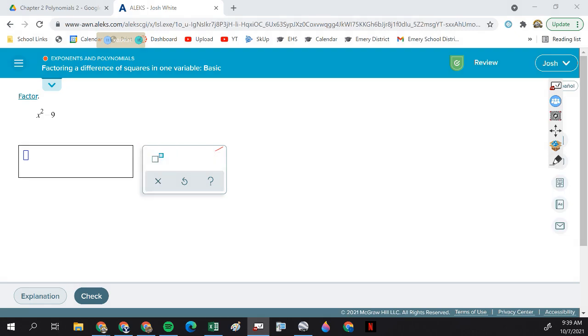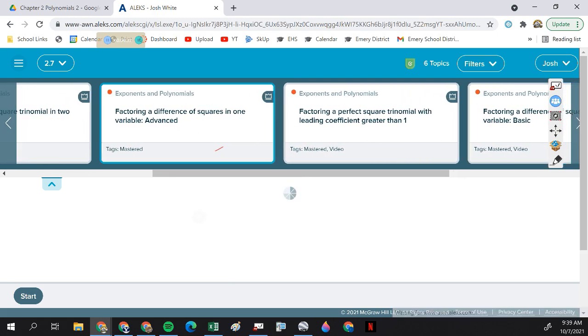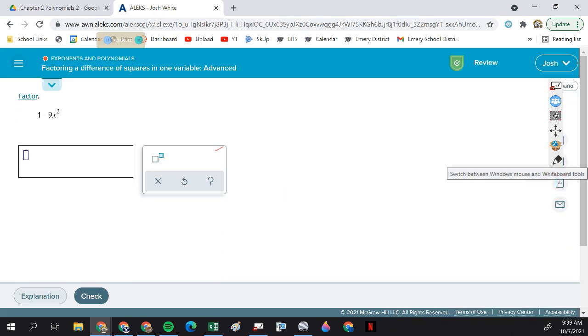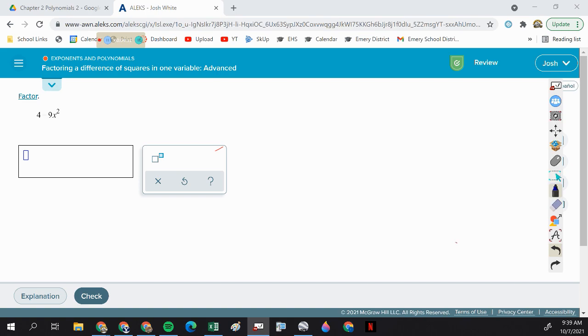All right. There are some more complicated versions of this. What's that going to be? Well, is this a difference of perfect squares? Is it a perfect square minus a perfect square? Yes. 2 times 2 minus 3x times 3x. So this would be 2 minus 3x and 2 plus 3x.